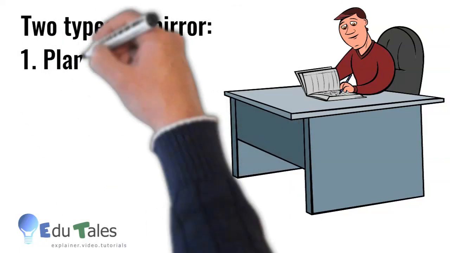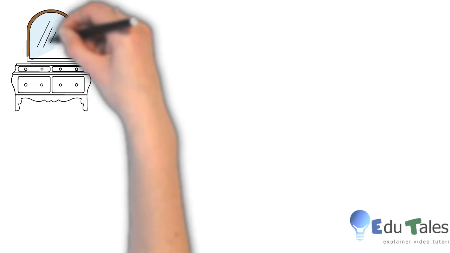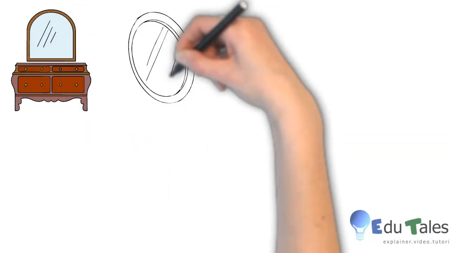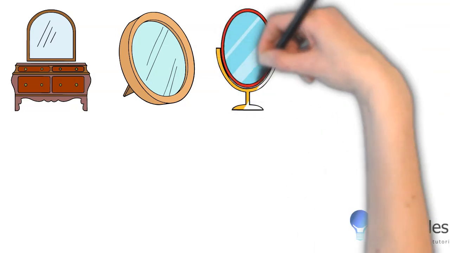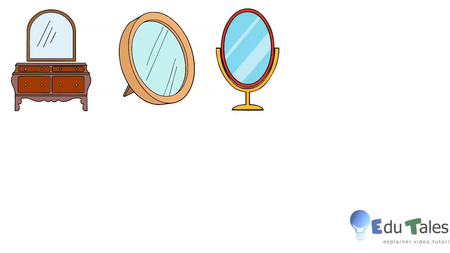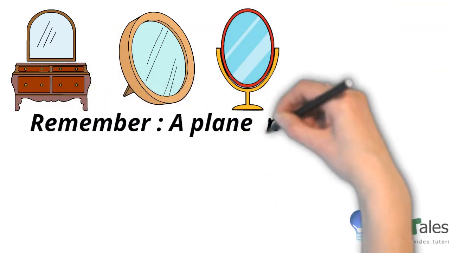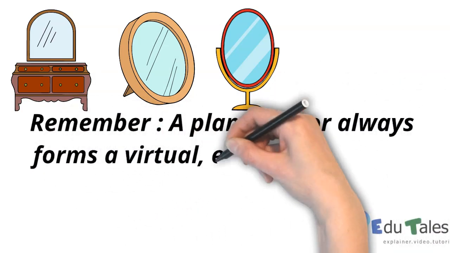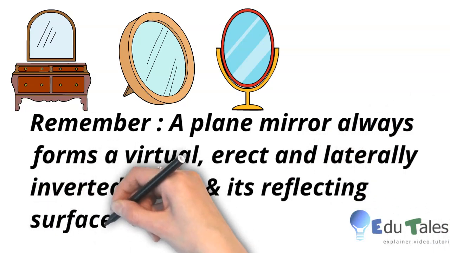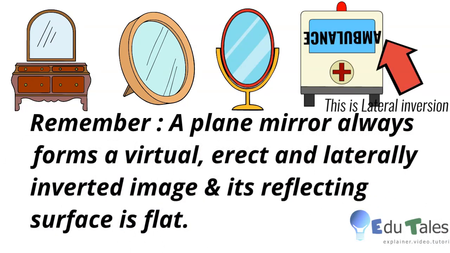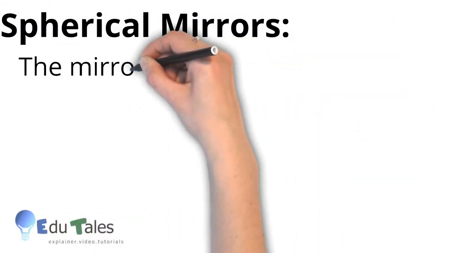There are two types of mirrors: plane mirrors and spherical mirrors. Without realizing, often we see these kind of mirrors in our daily lives. The image formed by a plane mirror is always virtual, exact, and laterally inverted, and its reflecting surface is always flat.